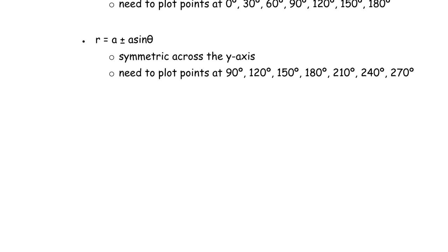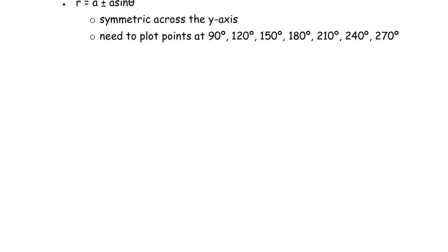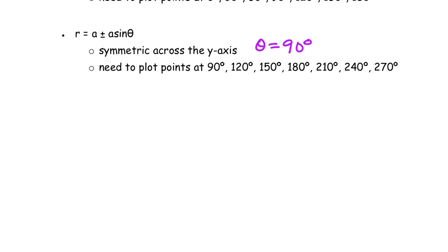We did sine. So A plus or minus A sine theta. Notice they're both A. That means the number's the same as if it's a cardioid. This one's going to be symmetric across the y-axis, also known as theta equals 90 degrees. And notice the degrees that were given to you to find points, 90 to 270. If that A value next to sine is minus, then it will be below the pole. If it's positive like our one, it'll be above the pole.